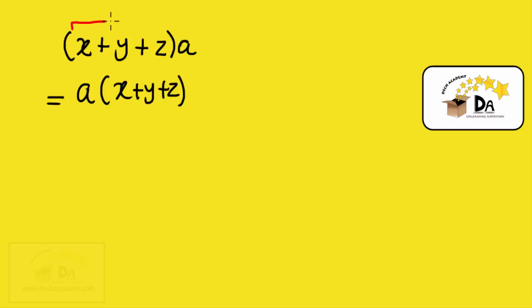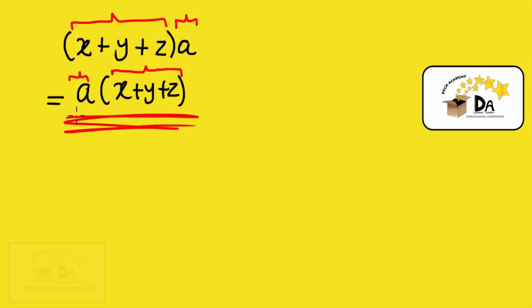Because we're multiplying two terms, this term and this term, and when an expression just involves the multiplication of any number of terms, the order in which the multiplication is carried out does not matter. So we can say a times (x plus y plus z). We can rearrange the order. So this is the result of the factorization.